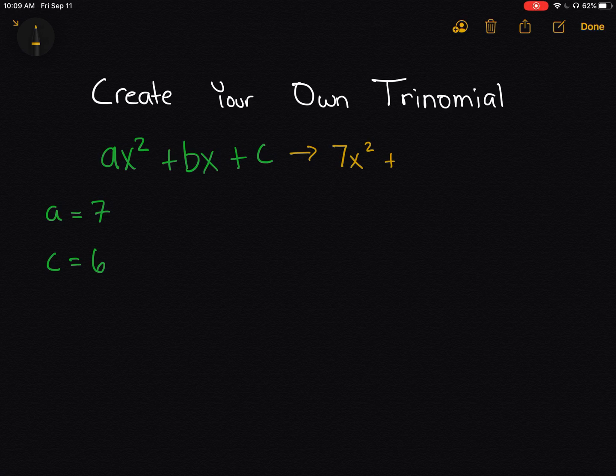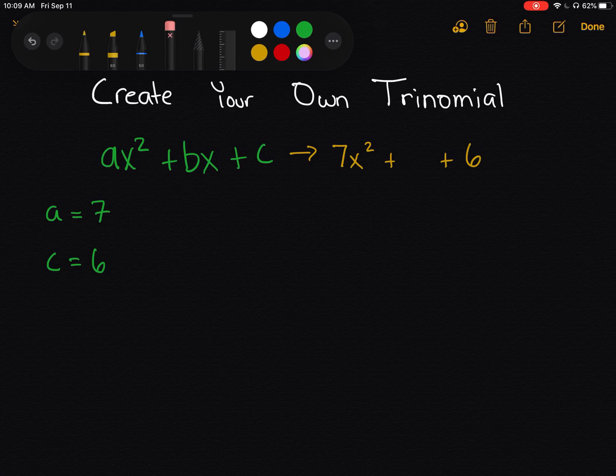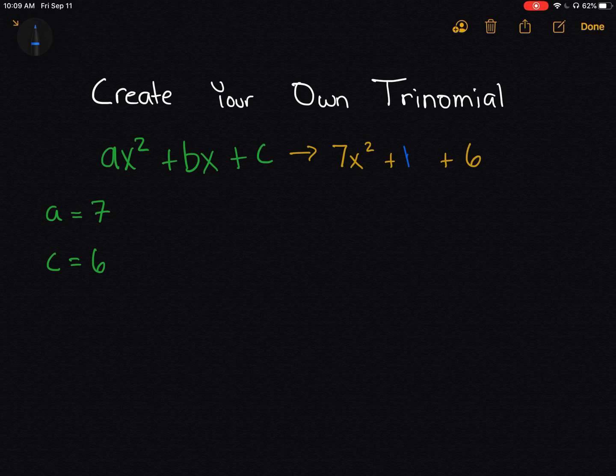And so right now, if we write our trinomial, so far we have 7x squared plus bx plus 6. Let's put the b term in a different color. We'll write it in blue. So we'll put bx.